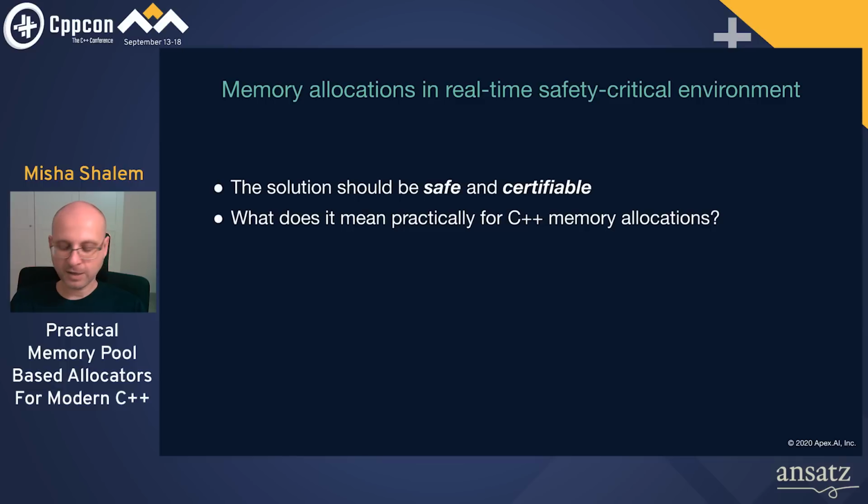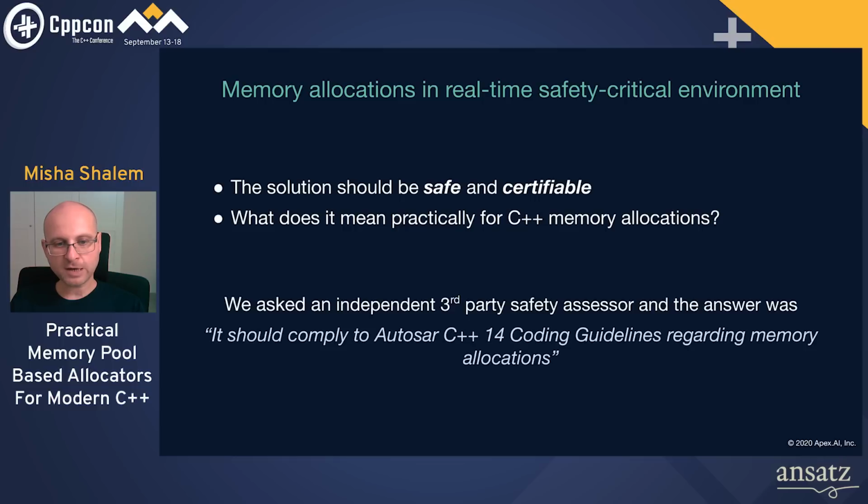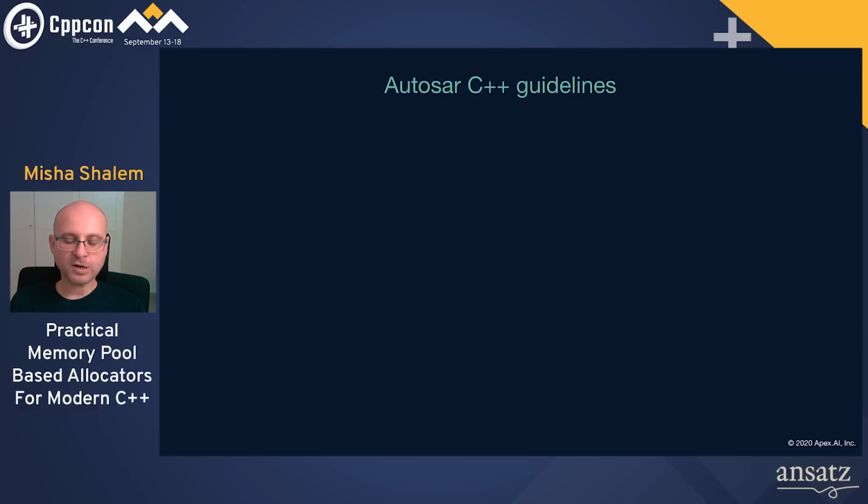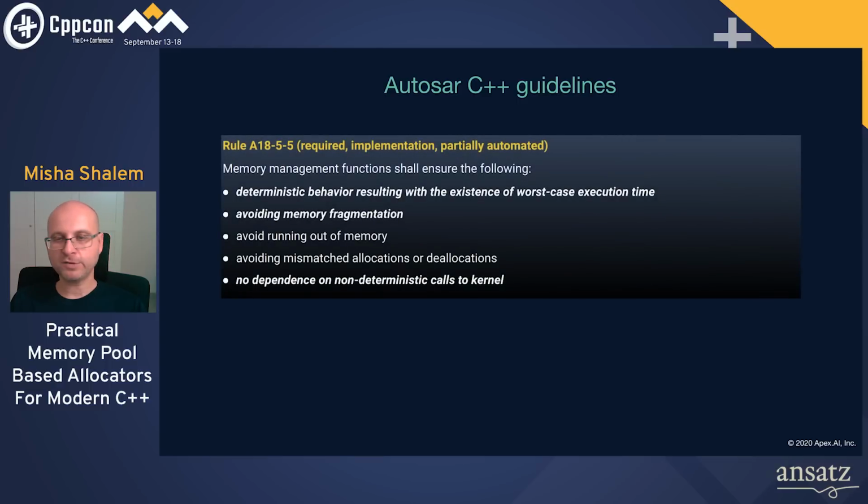Now, we asked a third-party safety assessor, and the answer was kind of straightforward. It should comply with the AUTOSAR C++14 coding guidelines regarding memory allocations. And maybe the AUTOSAR C++14 coding guidelines are a bit outdated, as the name suggests, but regarding memory allocations, it's still very relevant, I think. So in AUTOSAR, we have about 3 main rules, and 2 of them are basically the same thing put in slightly different wording. Now, these 5 bullets are actually important.